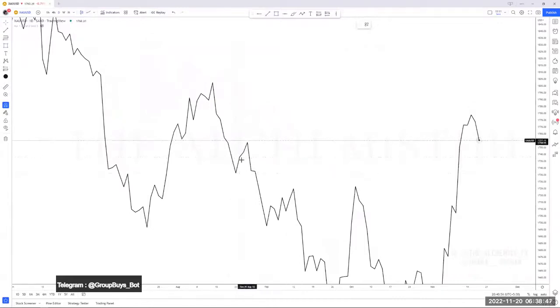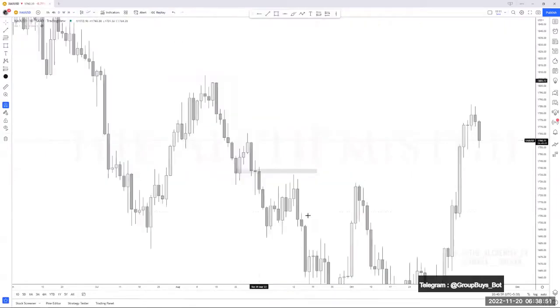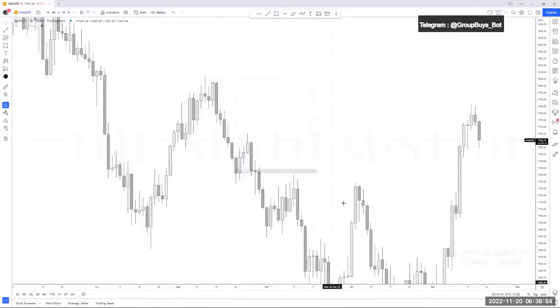See this? What is this? The V formation, right? But now it is broken. See this right here, this is broken, so it will act as a resistance. It comes almost into that, and then it starts to drop.